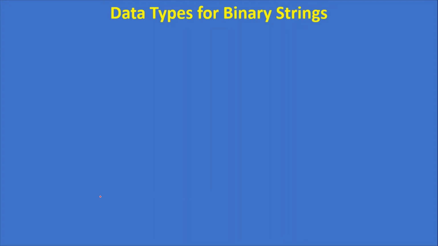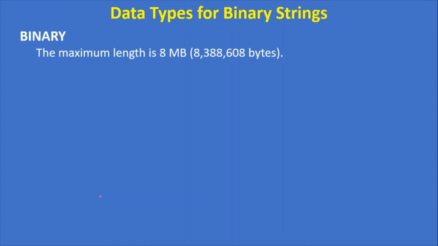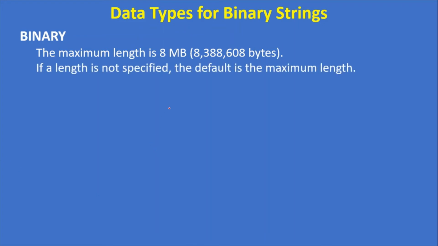Now we are going to talk about the data types for binary strings. Binary: the maximum length is 8 MB. If the length is not specified, the default is the maximum length. That means it is going to take 8 MB only.